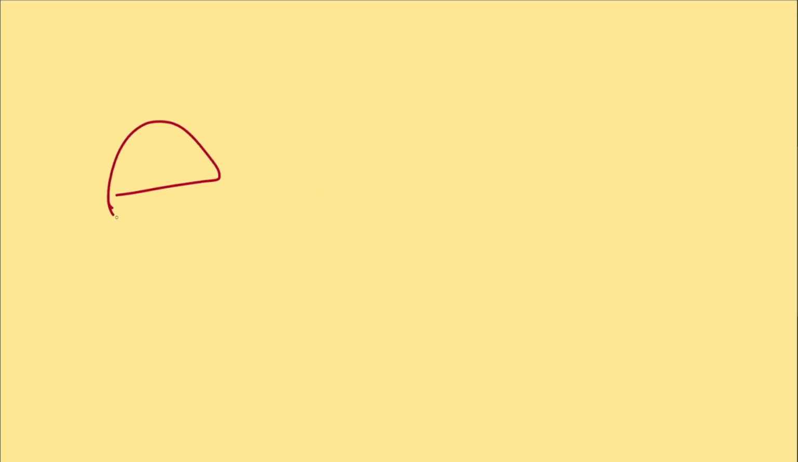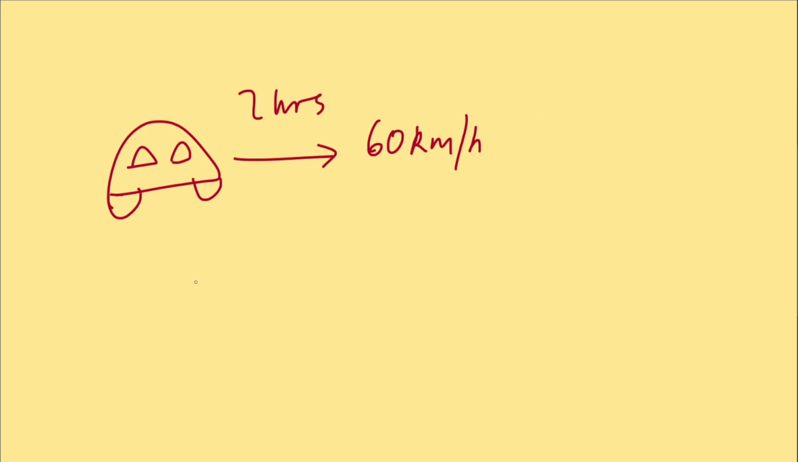Let's imagine you have a beautiful car and you drive it for 2 hours at an average velocity of 60 kilometers an hour. That's cool. We know the average velocity, but surely during this trip you speed up and you slow down and you speed up again. How do you find your speed at one specific moment in time? That is instantaneous velocity.